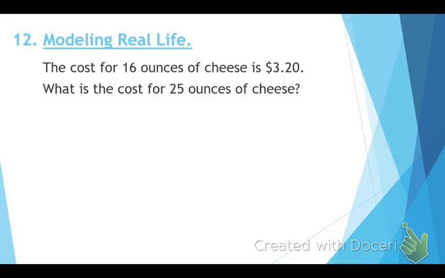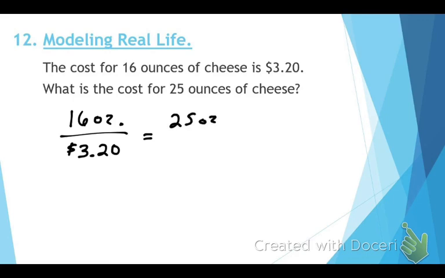Okay, for this one, we want to make a proportion. So we know 16 ounces is how much money? $3.20. Now for the next one, we want to make sure we've got ounces on the top also, 25 ounces. And we're trying to find the cost. We don't know it, so we're going to give it an X, okay? Instead, now we're going to circle.